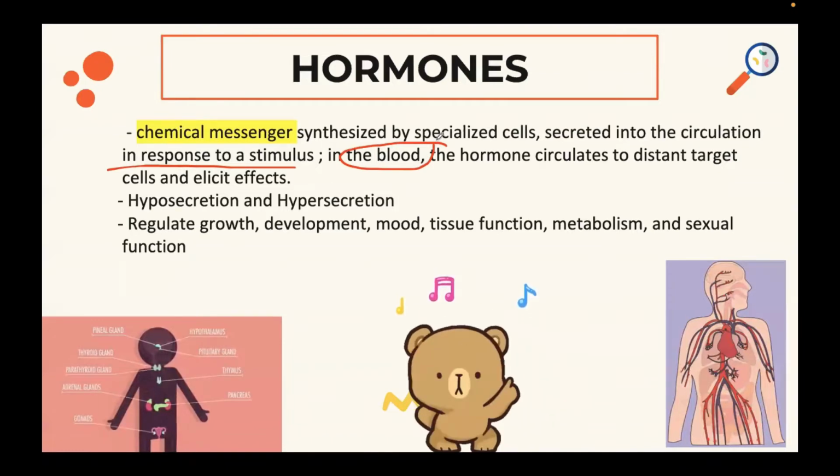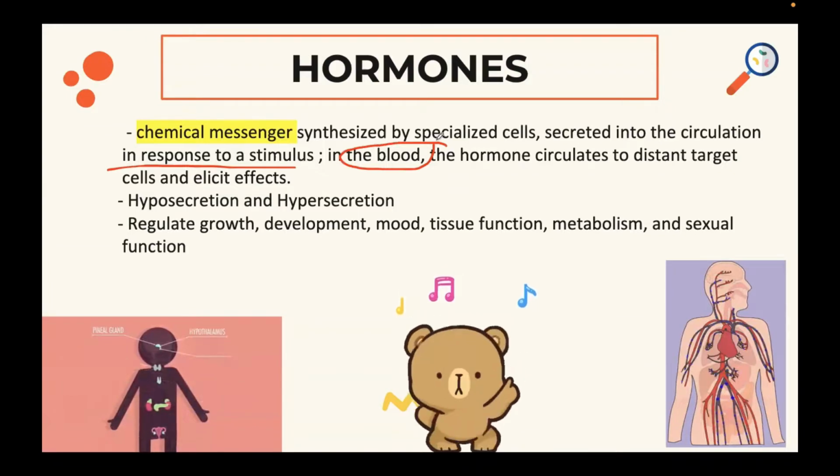And then these hormones are chemical messengers that send signals to other hormones or to other body organs. And then, once they reach their target cells, they produce different effects. Again, your hormones work as chemical messengers secreted in the bloodstream due to a stimulus, and then they go to different target cells and elicit effects.